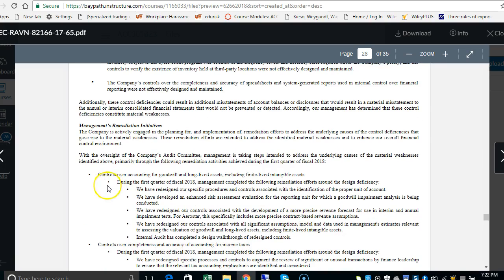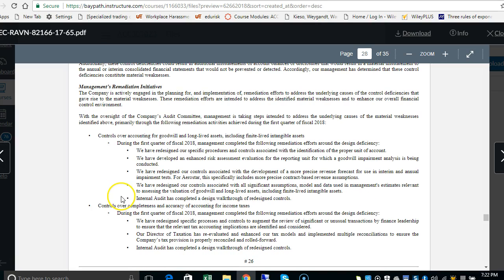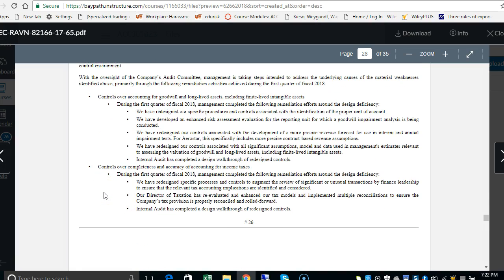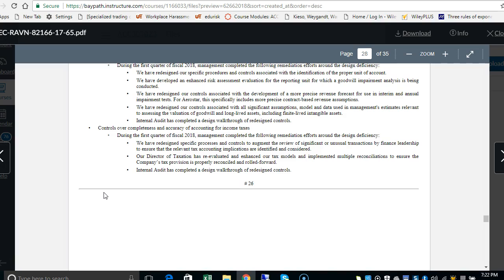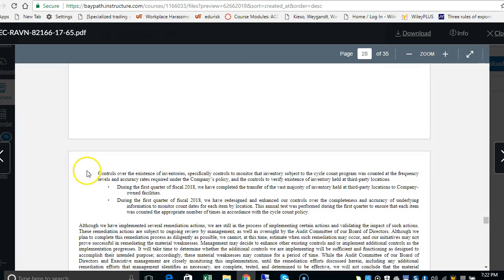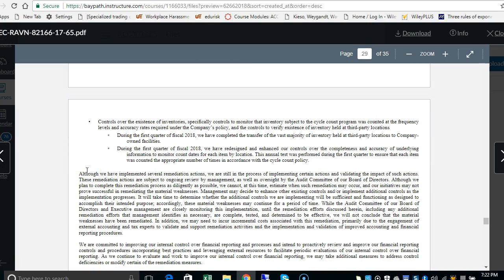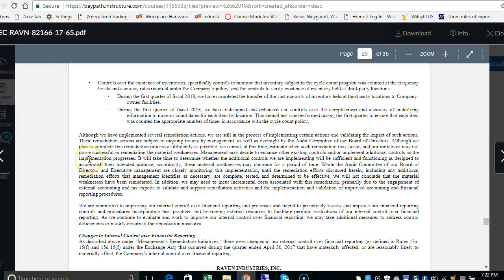And then, of course, they have to talk about what they're doing to resolve that problem. And so they have a list here of bullets of what the company is doing to solve that. And, of course, it's going to be beefing up the internal audit process as well. So it's a major part of this 10Q is their internal control that had material weaknesses.